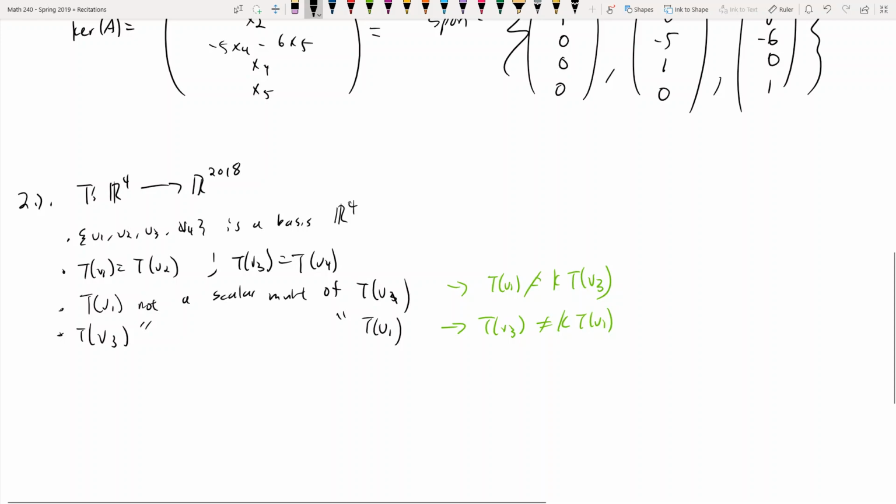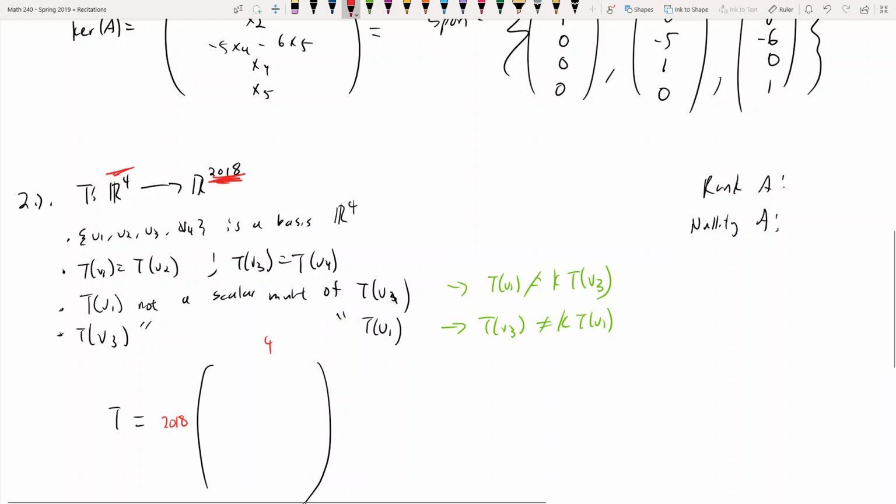Okay, so how do we do this problem? What is the problem asking for? It's asking for the rank of A and the nullity of A, where A is the transformation matrix of T. Maybe I should write rank T, nullity of T; I'm not sure how the problem phrases it. First of all, the most important thing is, what are the dimensions of this matrix? 2018 by 4. That's a big thing to figure out. It's the dimension of the output by the dimension of the input. Don't say it's 4 by 2018. This is wrong. It's 2018 by 4.